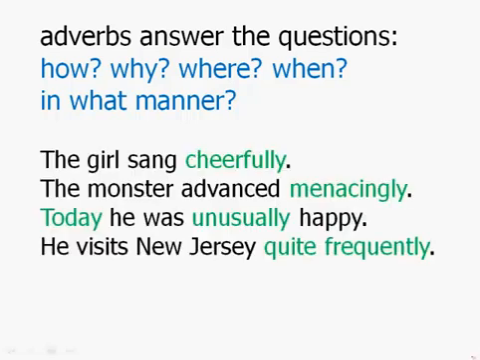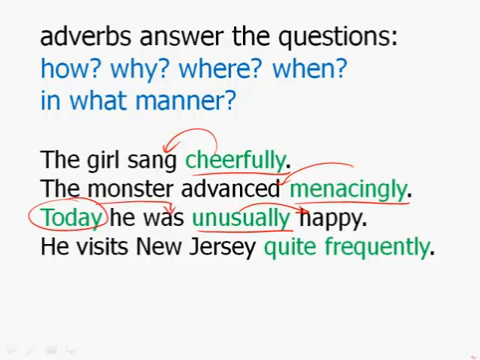So for example, here are some adverbs. The adverb cheerfully describes the verb. How did she sing? In what manner did she sing? The adverb menacingly modifies advanced, describes how the monster advanced. The adverb unusually describes happy. How happy? Well, unusually happy. Meanwhile, the adverb today describes the verb, the action of the main sentence. When is this action taking place?